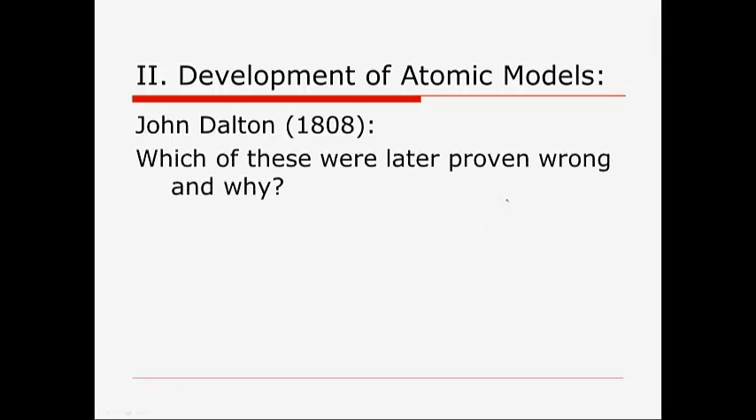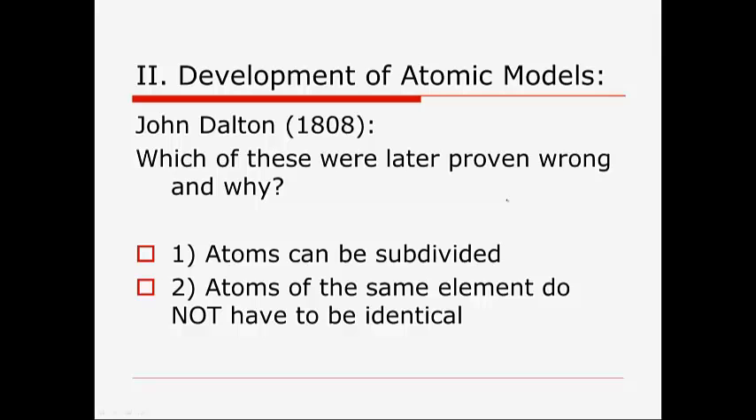Now, which of these were later proven wrong, and why were they wrong? Well, it turns out that atoms can be subdivided. Atoms are not just the smallest particles, they are made up of protons, neutrons, and electrons. And the second part that was wrong was that atoms of the same element do not have to be identical to each other.